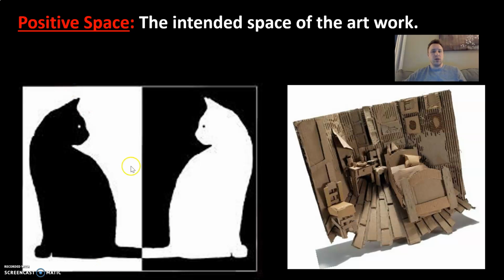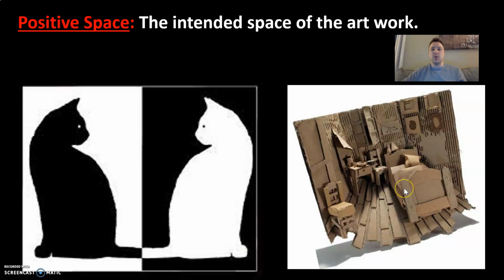So here you have two cats. On the left, the black part is the positive space. That's the intended image, the cat. And the white is the negative space, all the empty space that's around it. And on the right, the colors are reversed, where the white is the positive space, because that's the image of the cat, that's our subject. And then the negative space is all the space that's around it. And that essentially gives you the answer to the next question, which we'll get into in a minute.